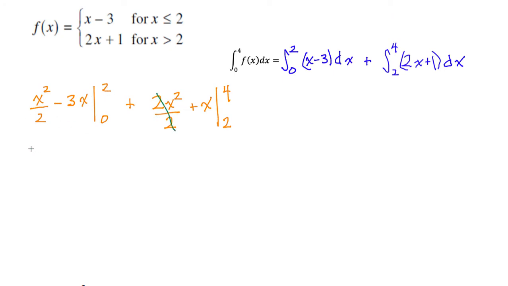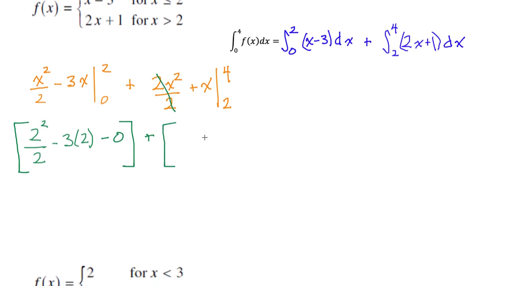So 2 is now going to be squared, divided by 2 minus 3 times 2. And then let's plug in the 0. So we're going to subtract whatever happens when we plug in 0. That's going to be 0 minus 0, which is just minus 0. Okay, so that was the left-hand piece. I'm going to add it to the, I'll put square brackets so that we know that was the left-hand piece. And then this is going to be the right-hand piece.